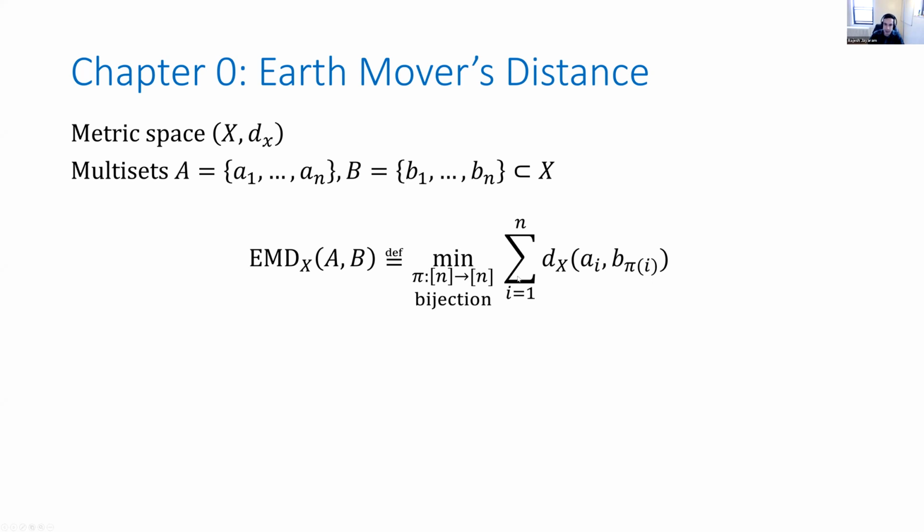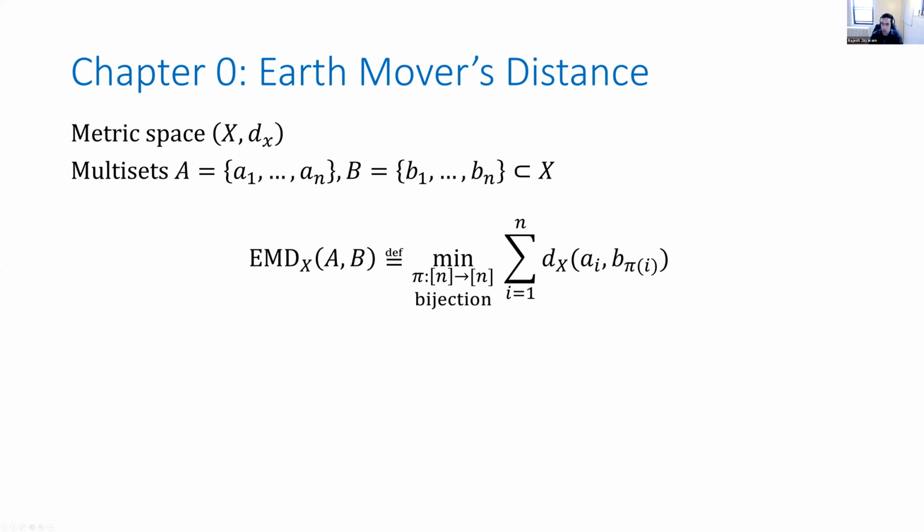The way you would write that is this is the minimum over all bijections pi from the points in A to the points in B. So this is just a perfect matching. And then the cost of that matching is the sum of the distance between each point A_i and the point B_pi(i) which it is matched to. So in other words, it's a bipartite perfect matching problem between the points in A and the points in B, but it's a geometric matching problem because the distances are given by the distances in this underlying metric space X.